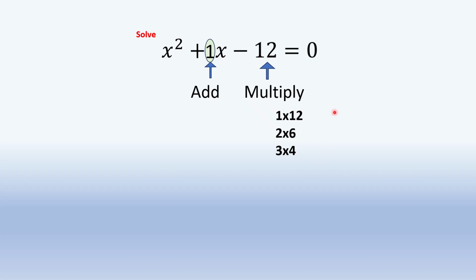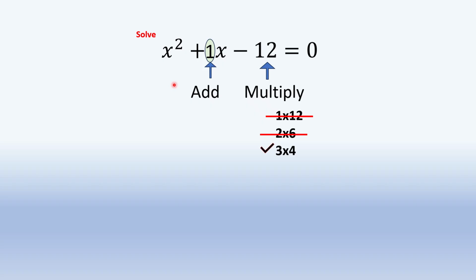1 and 12 doesn't add or subtract to make 1. If you add 1 plus 12 or do 12 minus 1, it doesn't give you 1. So this is not an option. 2 plus 6 or 6 minus 2 doesn't give 1. So we cancel that. Now 3 and 4, if you subtract them, 4 minus 3 is 1. So these are our numbers.